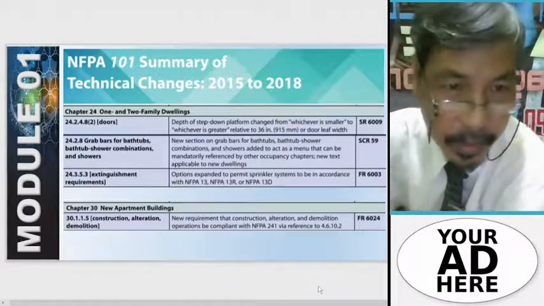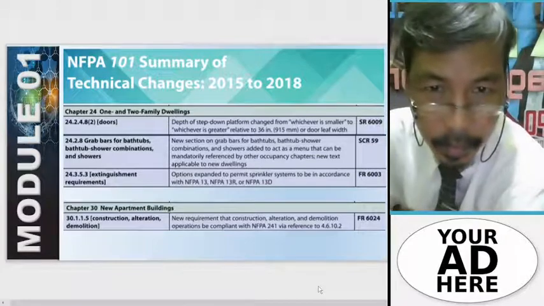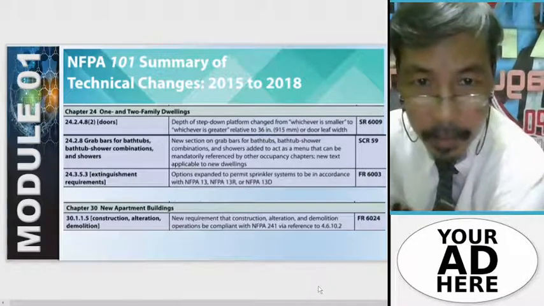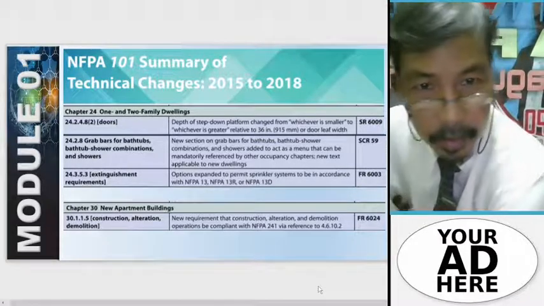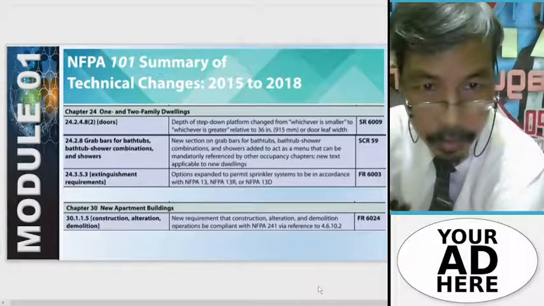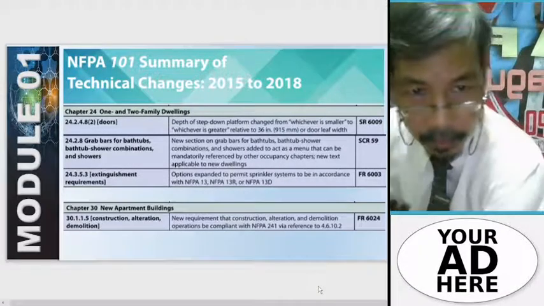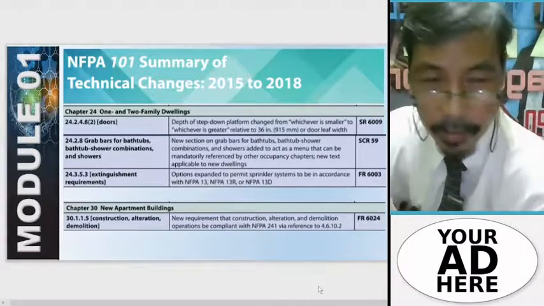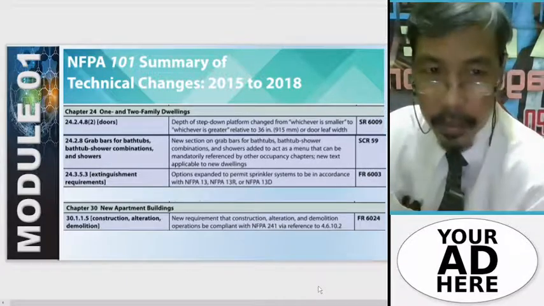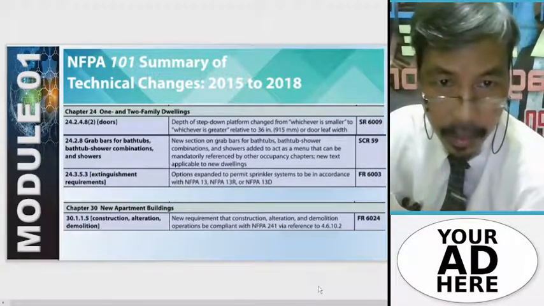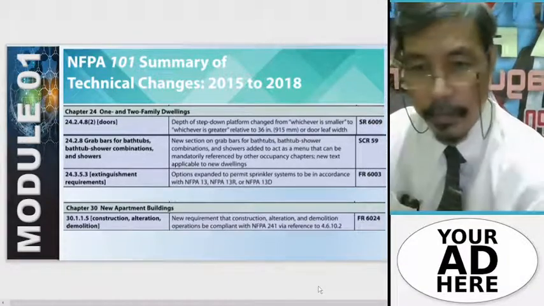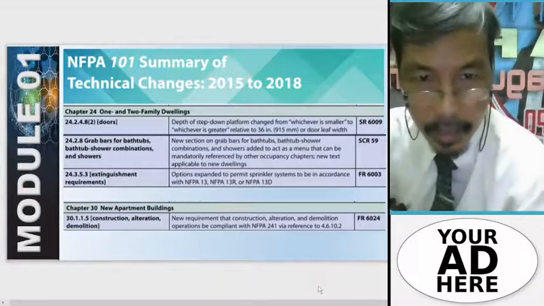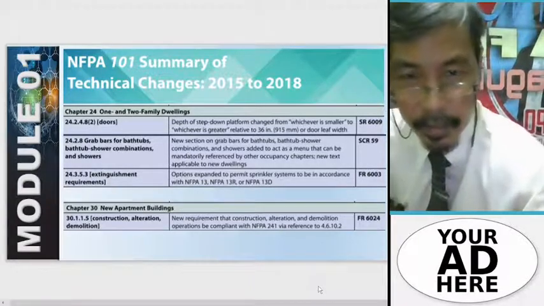The next one is about grab bars for bathtubs, bathtub shower combinations, and showers. New sections on grab bars for bathtubs, bathtub shower combinations, and showers were added to act as a menu that can be mandatorily referenced by other occupancy chapters. The new text is applicable to new dwellings. They are usually used for bathtubs and the like.